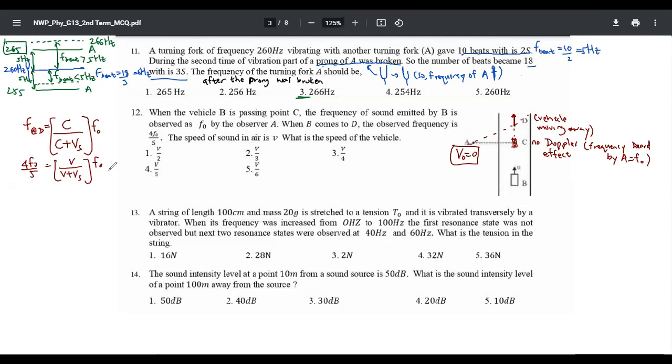So how do you simplify it? F naught and F naught can be cancelled out, and you cross multiply it. When you cross multiply, plus 4Vs equals 5V, therefore Vs is what we are supposed to find out. V over, answer is third. This is how you have to do it.